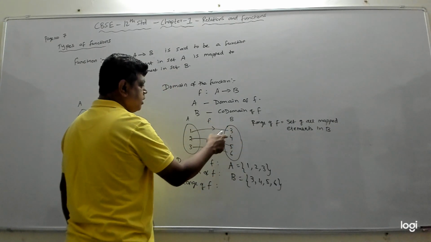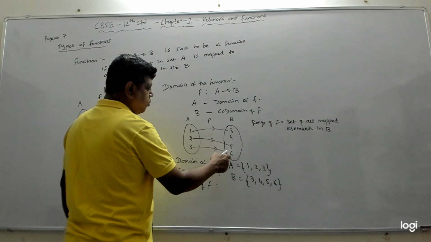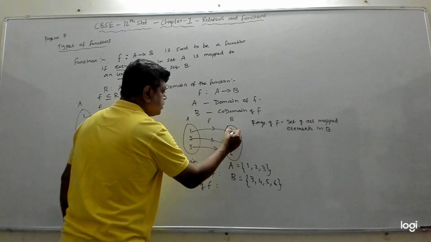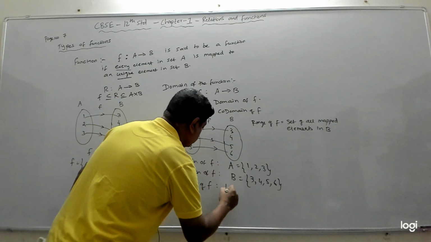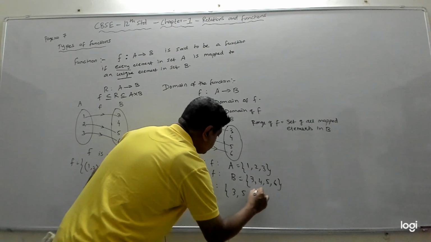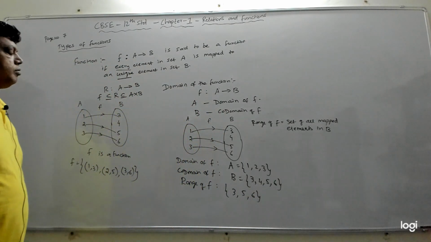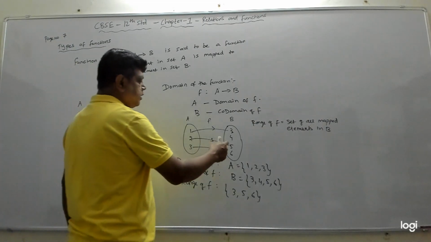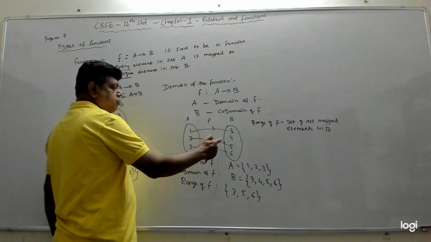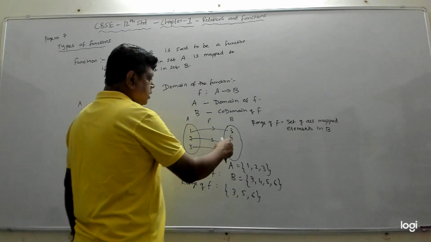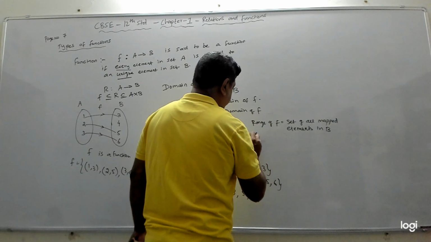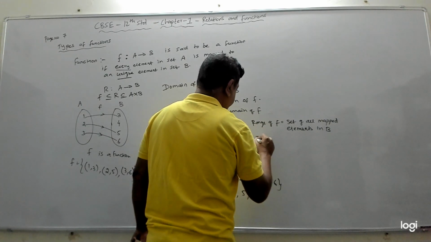1 is mapped to 3, 2 is mapped to 5. So these are the elements from B which are mapped, which means that the range of f is 3, 5 and 6. Right? 4 will not come here. And these 3, 5 and 6 are called images.